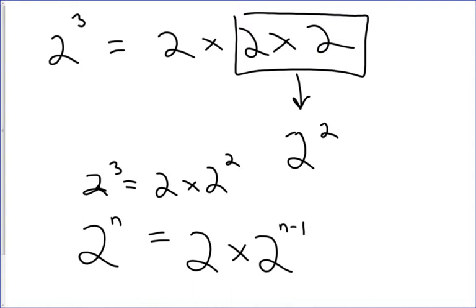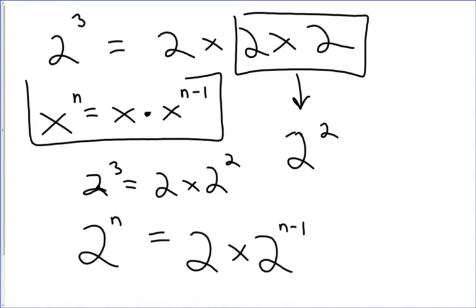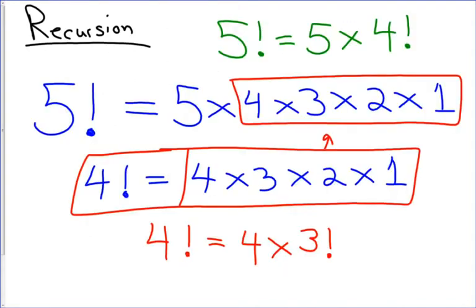And it doesn't have to be a 2 either. It can be any number to the power of n equals that same number times that same number to the power of n minus 1. That's a way I could define powers recursively. It's also a way I could have defined factorials.